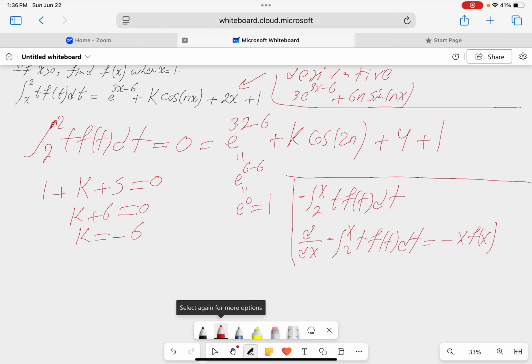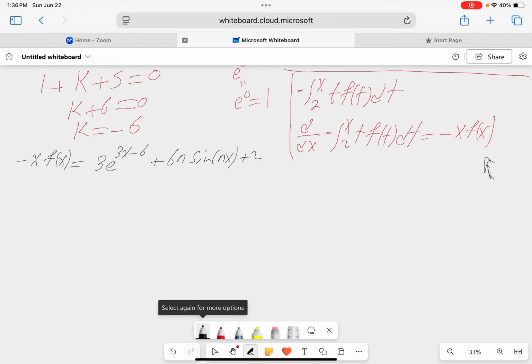The derivative of 2x is simply 2, and the derivative of 1 is 0. So that's the derivative of the right-hand side. All we need to do is equate this one with this one right here. So I have negative x f of x equal to 3 e to the power of 3x minus 6 plus 6 pi sine pi x plus 2.